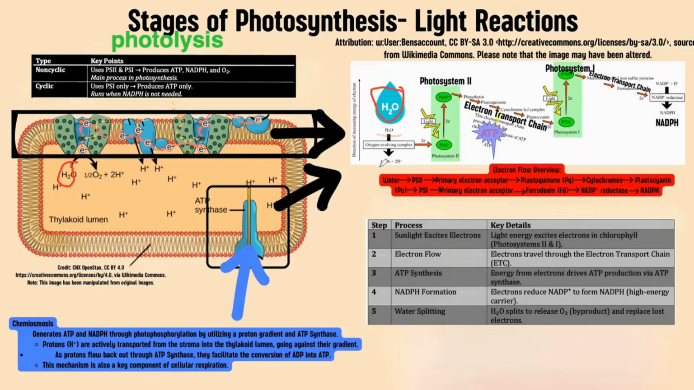We have splitting of that water. We have the oxygen and the hydrogen. Remember, oxygen is a byproduct, so oxygen is going to be released in this process. And then we have the hydrogen ions, which are going to be utilized in that thylakoid lumen. The thylakoid lumen is that inner space.